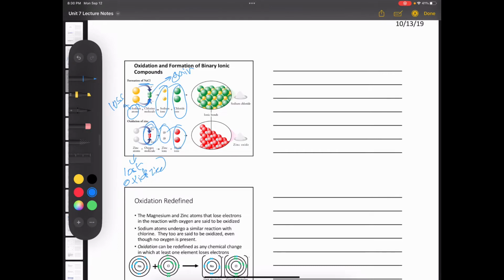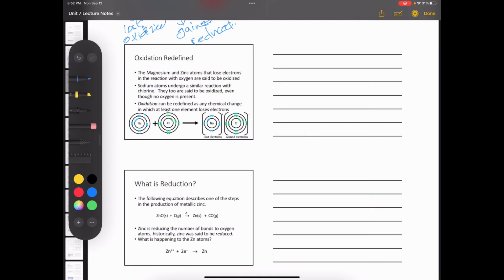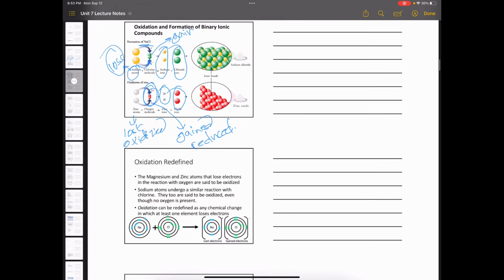Oxygen, on the other hand, gained electrons. That means reduced. So the oxidation definition was actually redefined. What was initially thought, that oxidation only happens when there is a reaction with oxygen, was refuted, as you saw earlier, when we looked at the NaCl example, where oxidation took place without the involvement of oxygen.